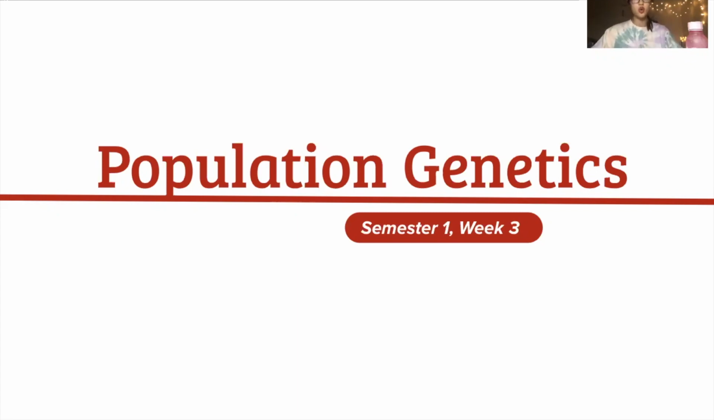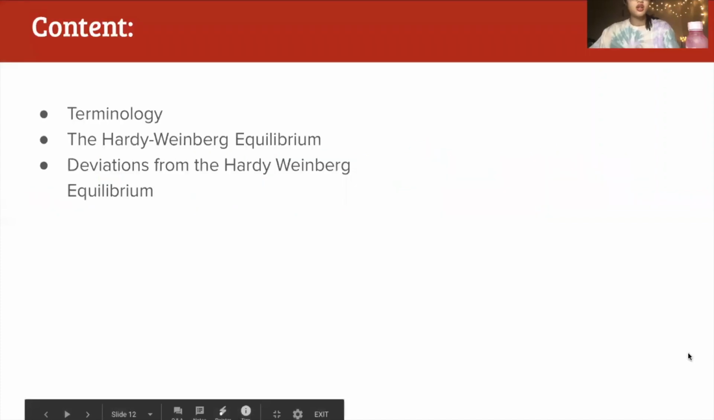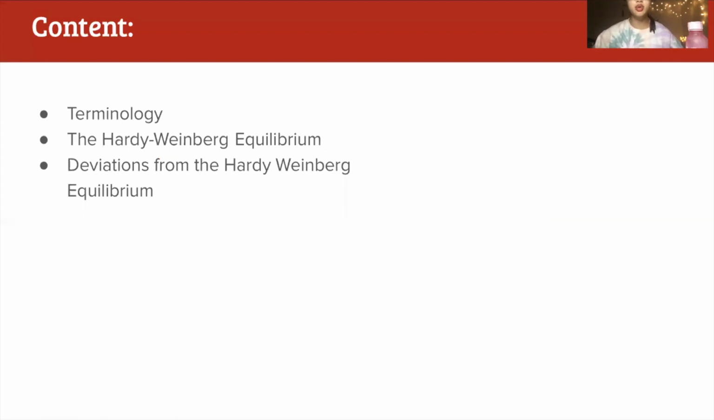All right, so population genetics, what do we have? We have terminology, we have the Hardy-Weinberg equilibrium, deviations from the Hardy-Weinberg equilibrium, and that's about it.